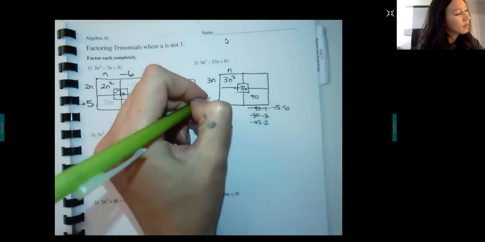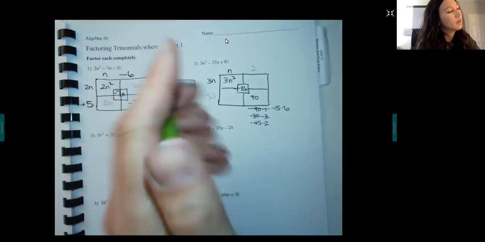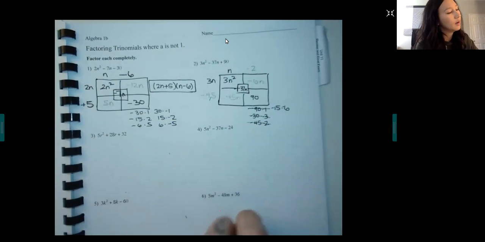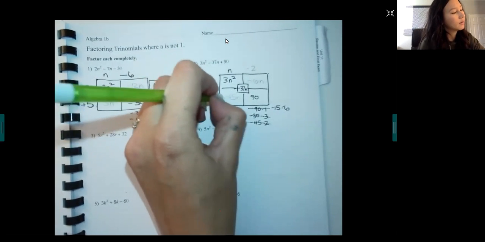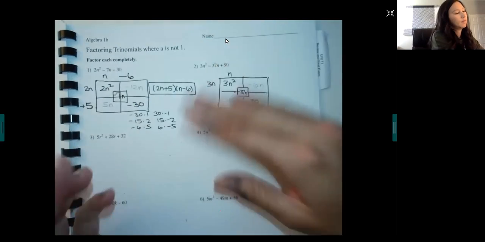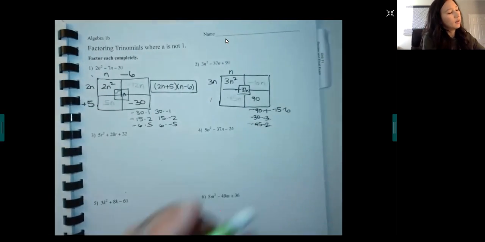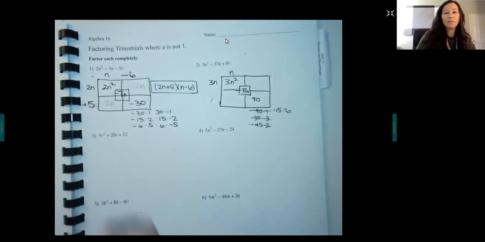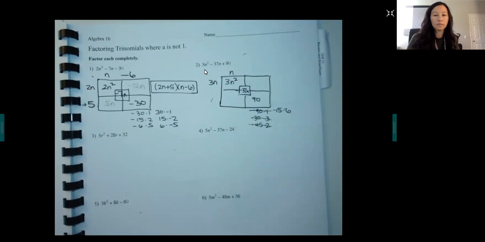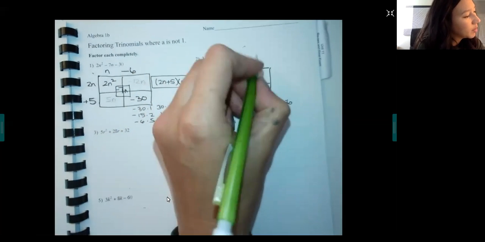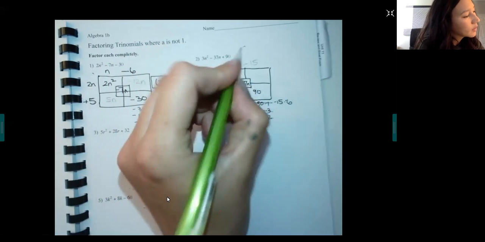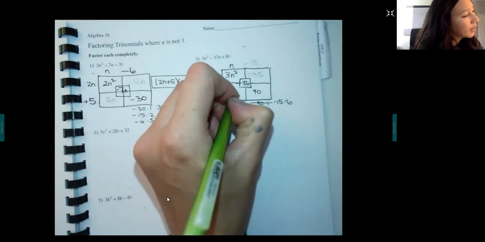Let's see. 45, let's try 45 and 2. So we would get negative 6n. Here we would get negative 45n. Nope, so that one doesn't work either. Okay, and then we have 15 and 6. So let's see, if we put 15, we would need to put the 15 here and the 6 here. So we would get negative 45, and then we would get negative 6, which still doesn't work.